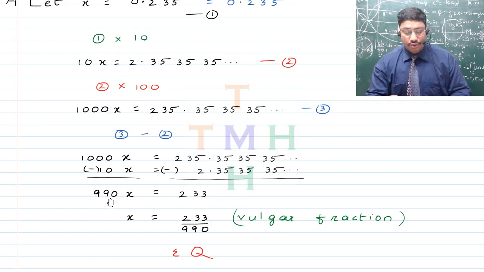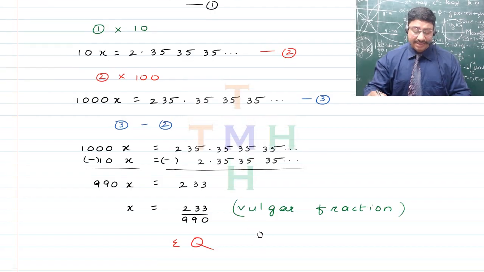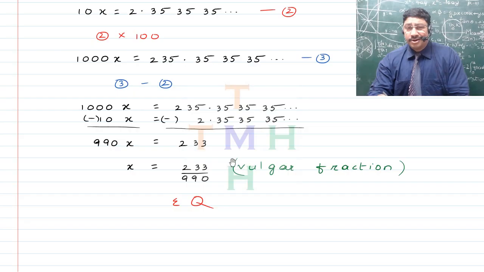Now you will bring over the coefficient of the left hand side to the denominator of the right hand side. As such, x becomes equal to 233 divided by 990. This numerator and denominator doesn't have a common factor of 2, doesn't have a common factor of 5, doesn't have a common factor of 11, right? As such, you can say that this pair is actually coprime. That means except 1 there is no other common factor.